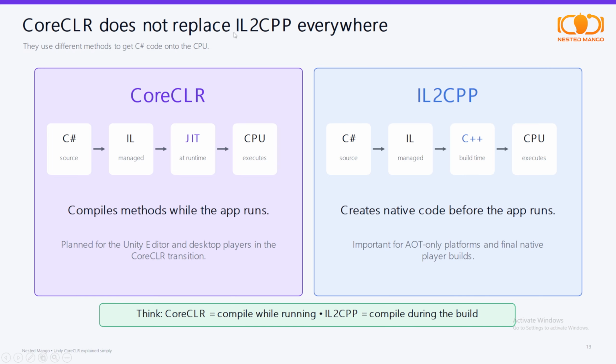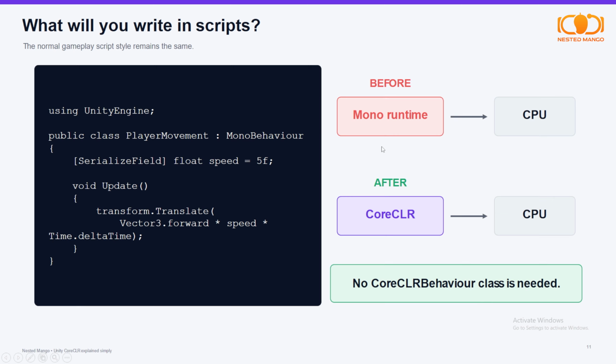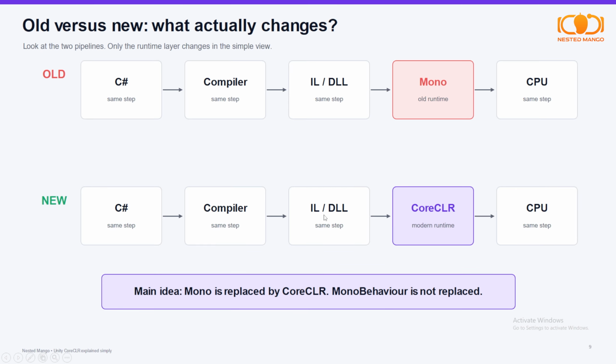CoreCLR does not replace IL2CPP. One very important thing: we are talking about Mono going, but we are not replacing IL2CPP. CoreCLR is going to work on your desktop application as well as on your Unity editor. And where is IL2CPP used? You can see there is an IL step. Let me show you. There is one step, IL.